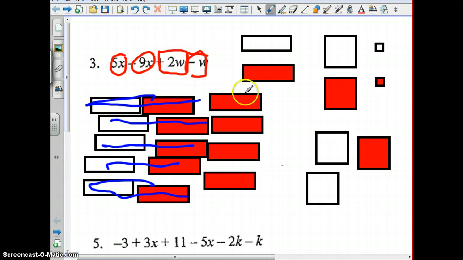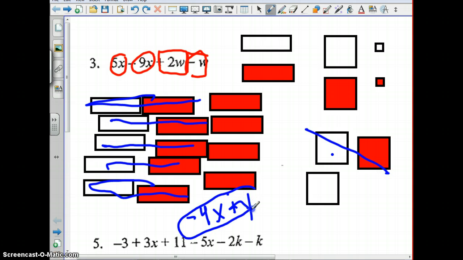What's left on the x's? 1, 2, 3, 4. So we have negative 4x. And then let's cross out our 0 pair here. What's left on the y's? And that's the answer. Basically what we did was we took our x's and put them together. 5x minus 9x, or plus negative 9x, is negative 4x. And we took our w's and put them together.